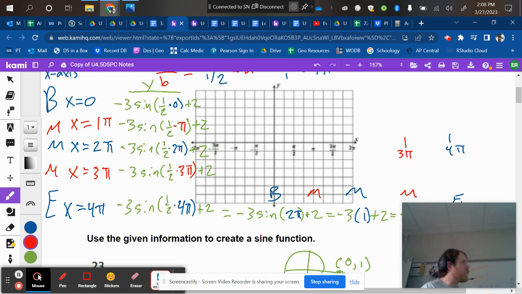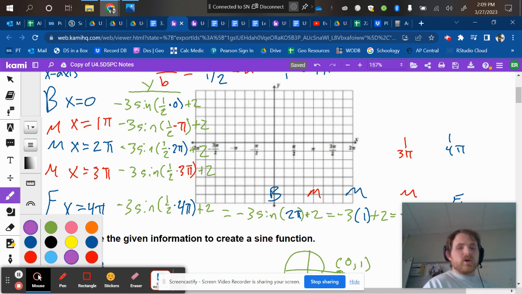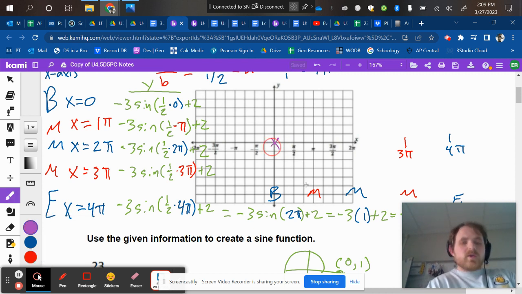So where does sine start? The parent function starts at 0, the origin. So we're putting an x there. Why are we putting an x there? What do we still have to do to it after we graph the period and the amplitude? We got to shift it up and reflect it.